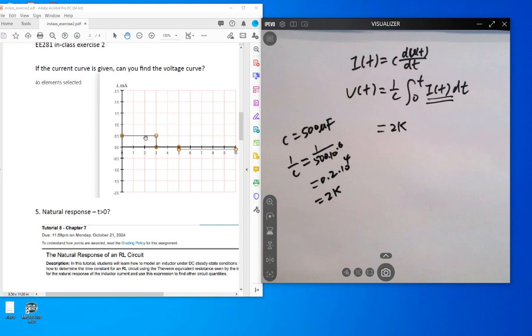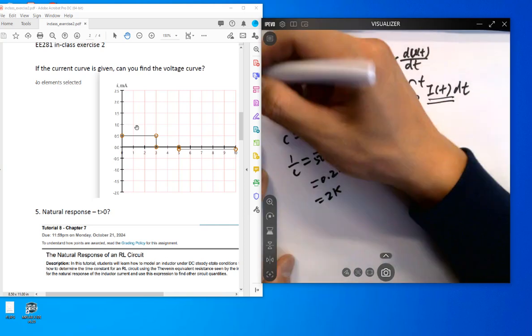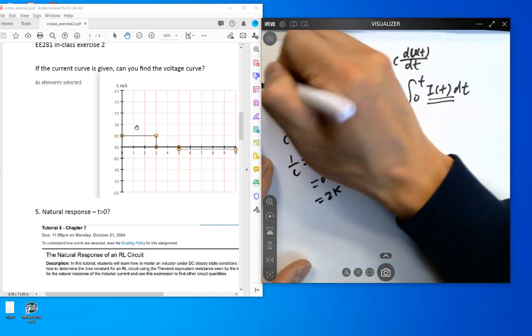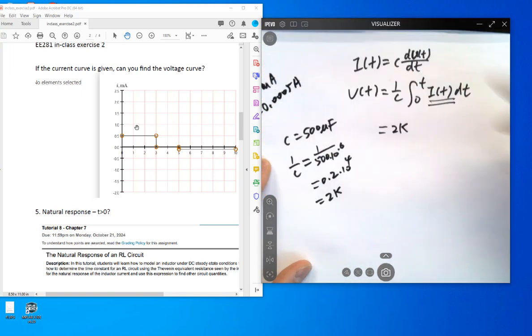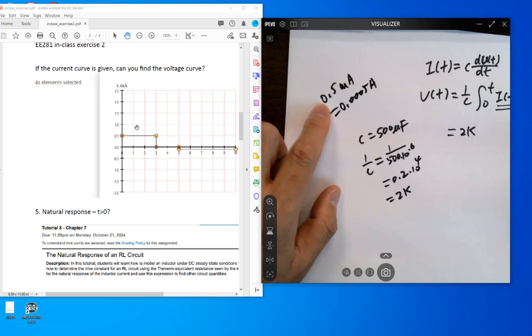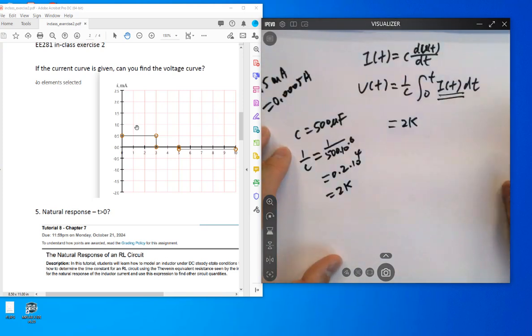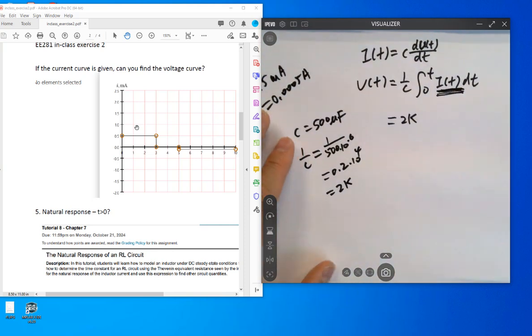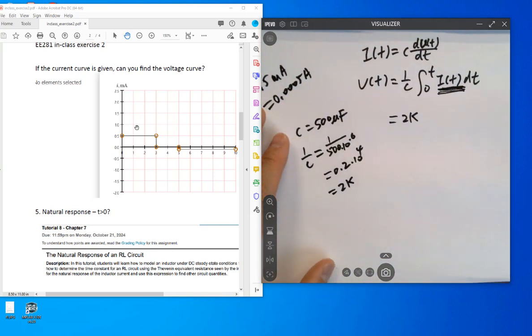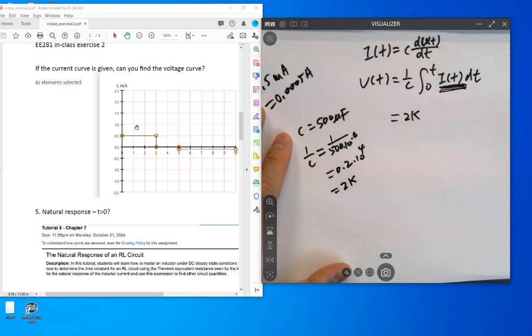Here to here, 0.5 milliamps, 0.5 milliamps. So 0.5 milliamps equals 0.0005 amps, right? Okay? And it's a constant. Do you know how to integrate constants? Yes. What's the time domain? 0 to t.